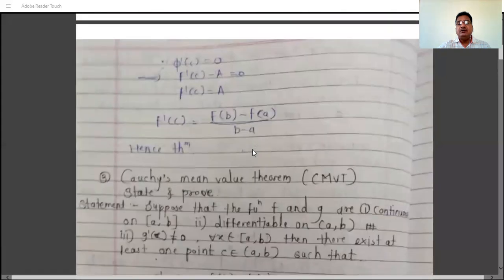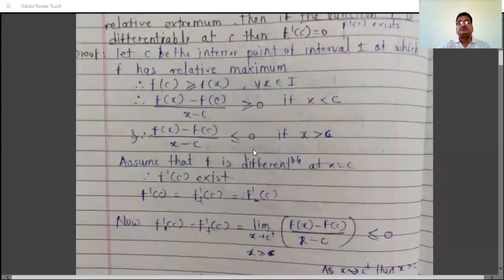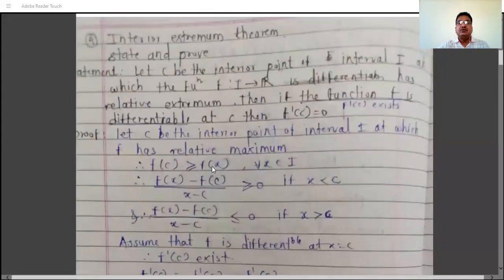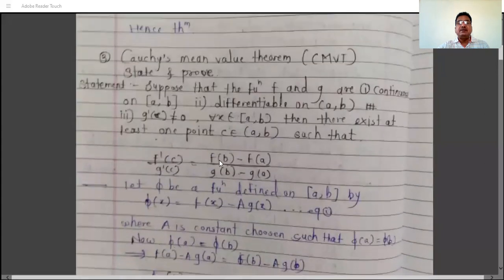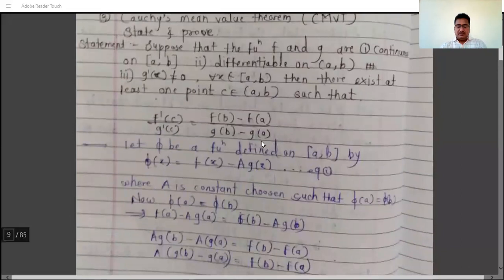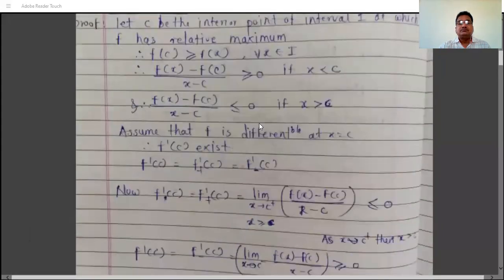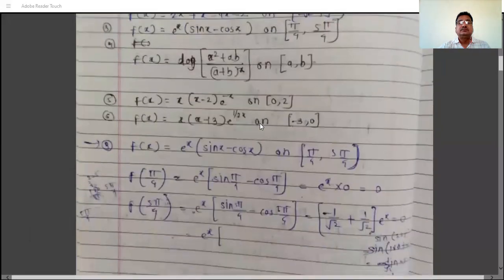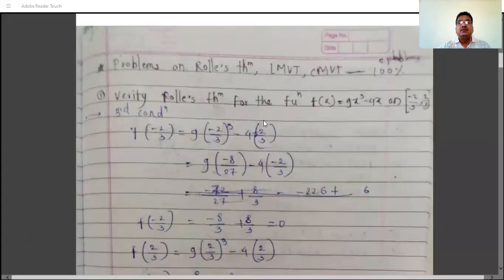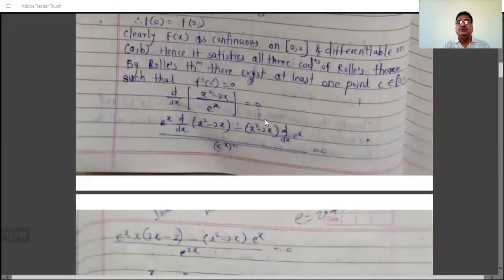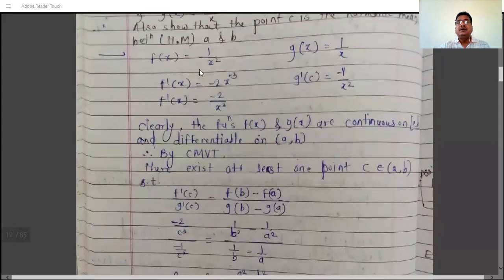So in order to verify Cauchy's mean value theorem, just state that the functions are continuous on the closed interval [a, b], or the interval given in that example, and say that the functions are differentiable on the open interval (a, b). In this example f(x) and g(x), two functions are given, so find their derivatives f'(x) and g'(x).